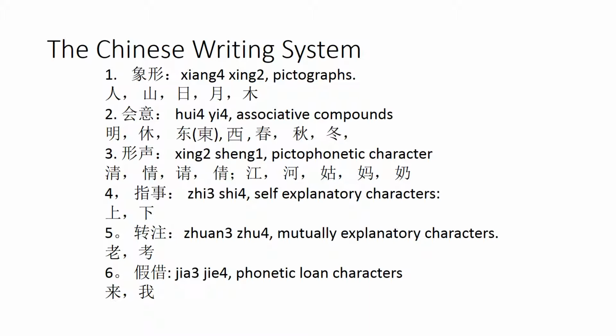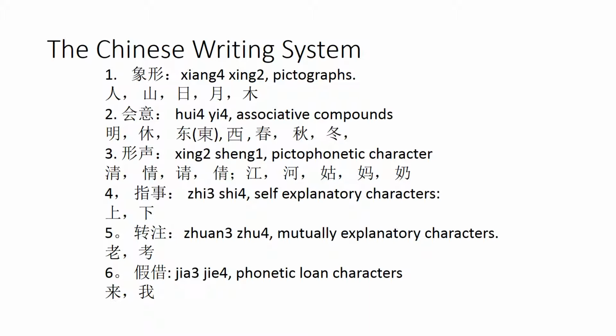Next character is Dong. The above part is toes, and the lower part is ice. So the toes walking on the ice. It's the season of winter. So for associative compounds, you have two pictographs. They form a new character, whose meaning is not a simple sum of the two pictographs, but is a new meaning that transcends the meaning of both.